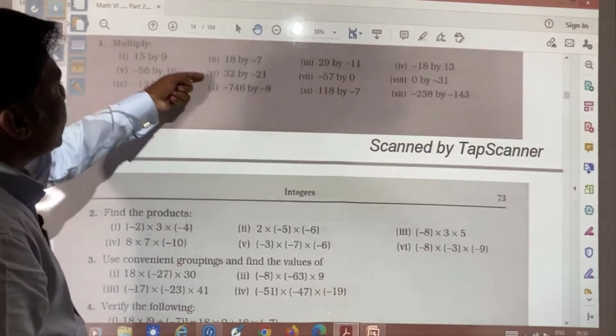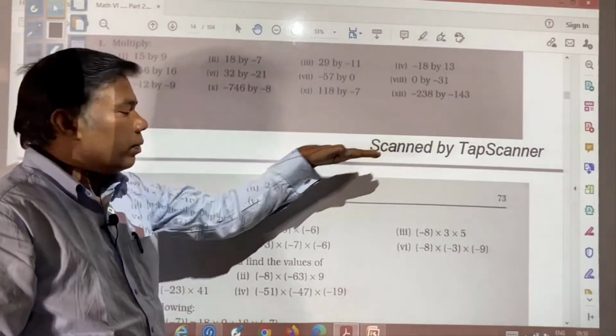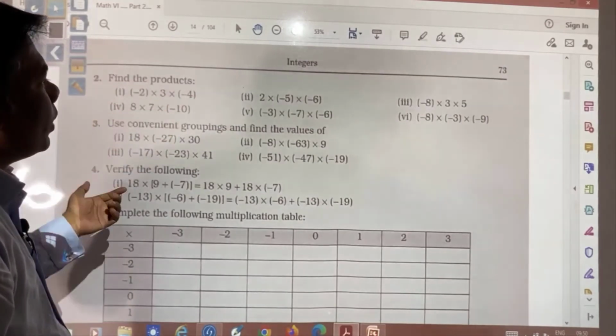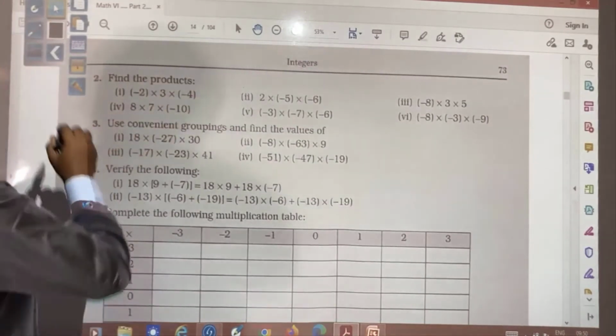So the remaining questions you must complete today itself. Next question, you see, find the product. Again the same thing is there. A few questions we will take.